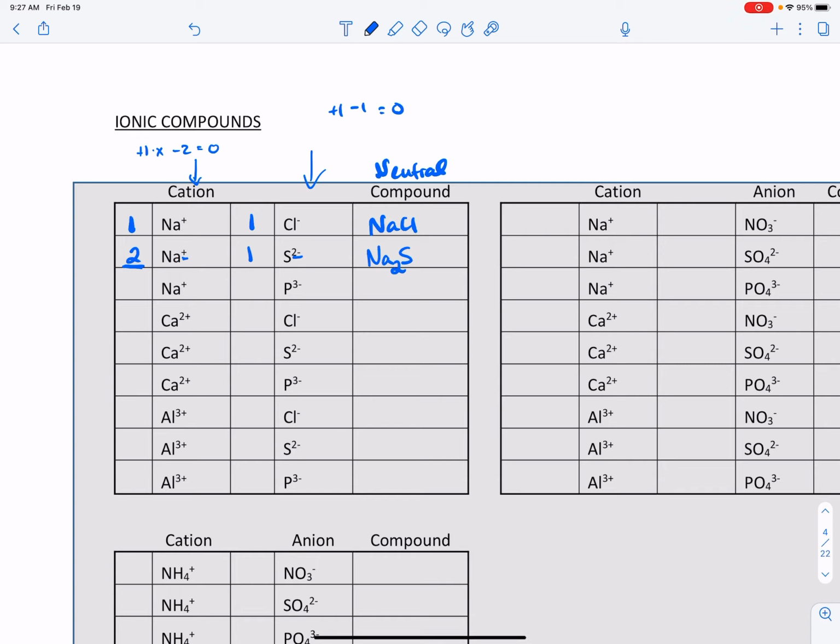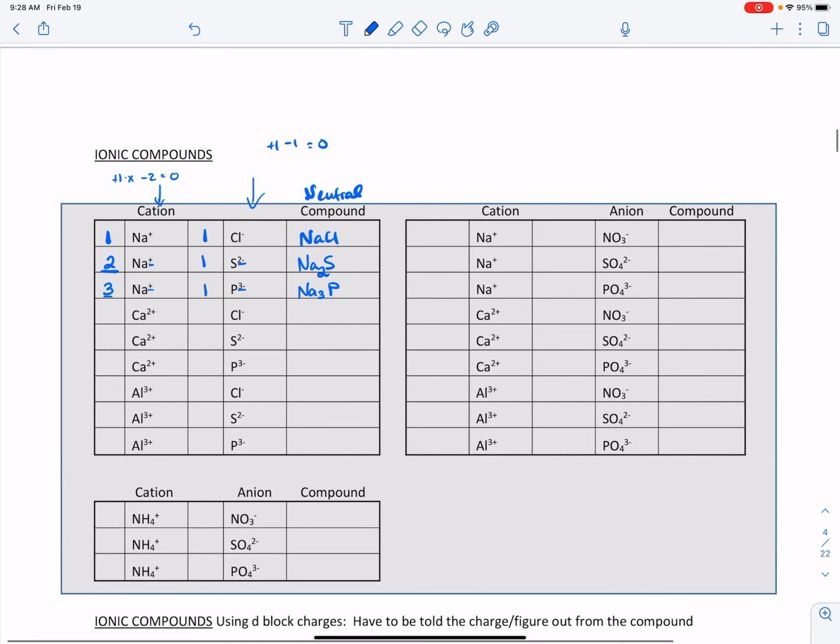I'm going to do one more example, then I'm going to let you practice. Now we have 3- and a +1 charge. So you're going to need 3 positive charges to balance these 3 negative charges. And again, the 3 in the front, Na3P. So now I'm going to let you go ahead and fill out the rest of this.